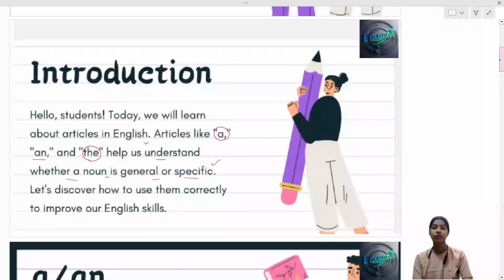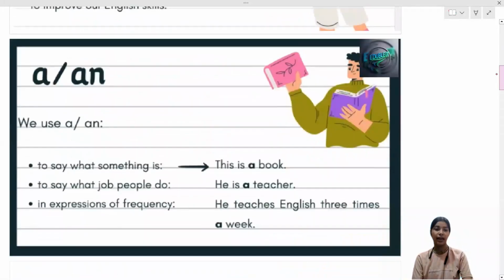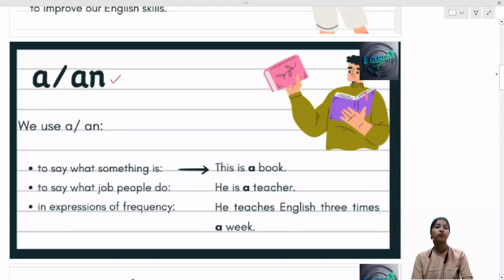Okay. So first of all, we have a and an with us. We use a or an to say what something is. You know what I'm talking about? Whatever the thing is, we can talk about, we put a there. So first we are learning a, then we will be using an. Here we are using a. This is a book. We are just talking about something, right?